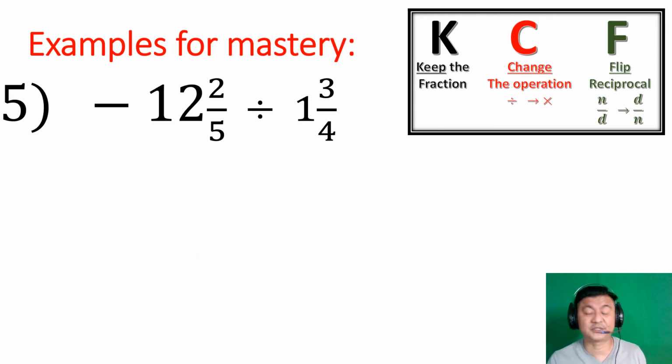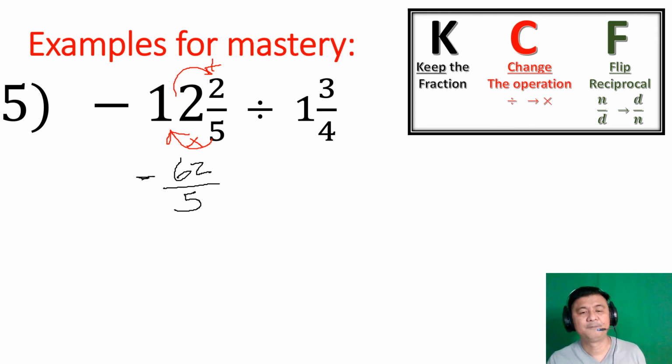Next, example 6. Try this on your own. Pause and then play when you're ready. All right, here we go. Again, you are not a fraction. Let me make you a fraction now: times, then plus. 5 times 12 is 60. 60 plus 2 is 62 over 5. Quite a big number, right? It's okay. Now, this should be a fraction, right? I need to change that. I'll do my KCF later.